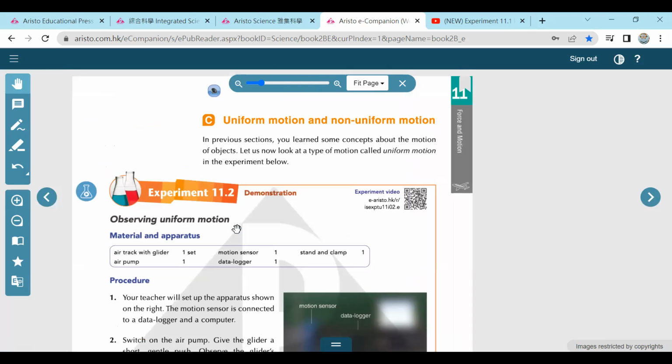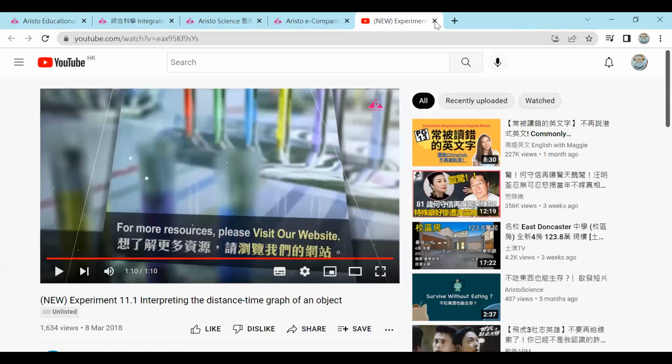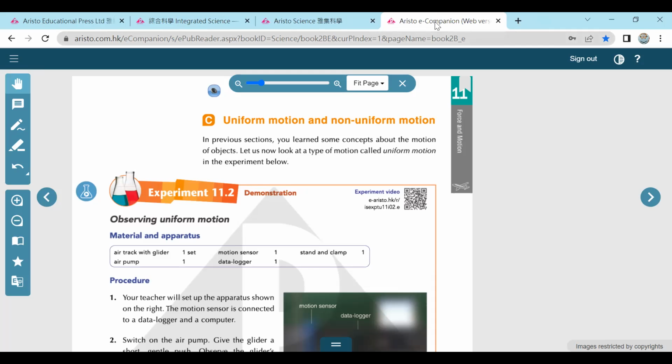Okay, so in the previous sessions, we learned some concepts about the motion of an object. Let us now look at the type of motion called uniform motion in the experiment below. Observing a uniform motion. Uniform motion means 均速運動. What exactly is it? Let's take a look together.